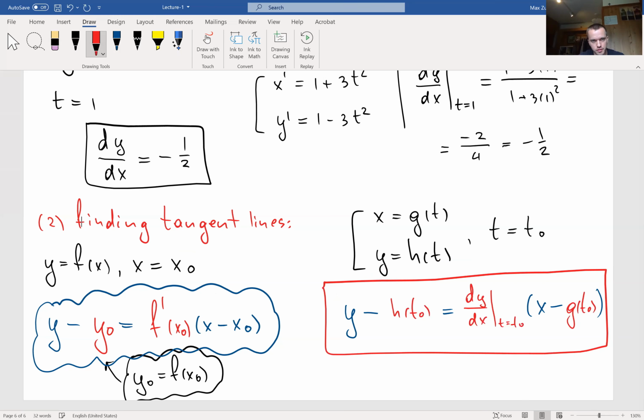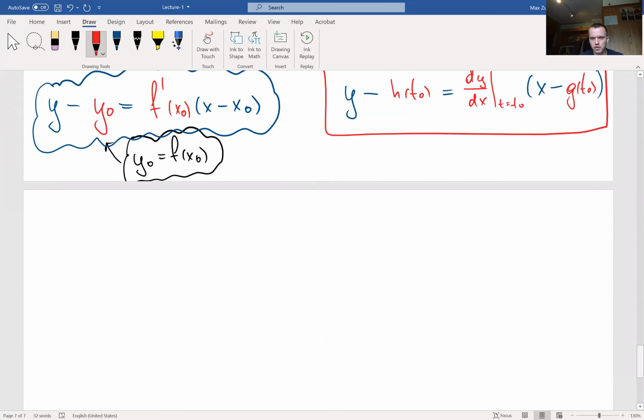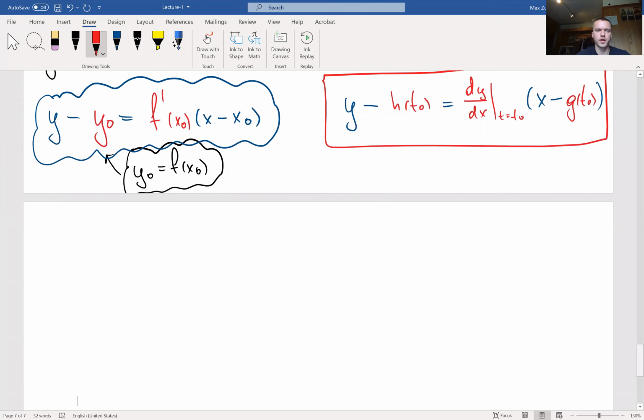So let's do this as practice. Let's do some practice problems. Okay, so for the practice problem, let's do the following example.